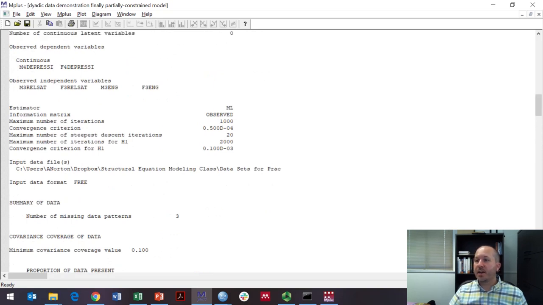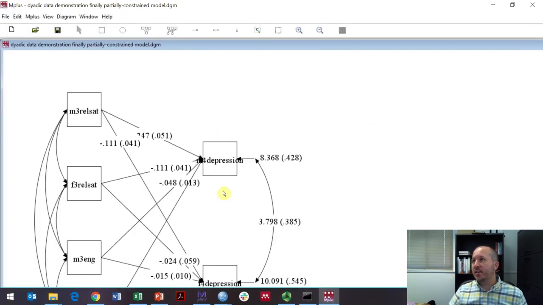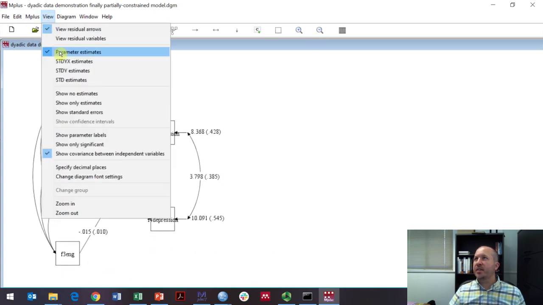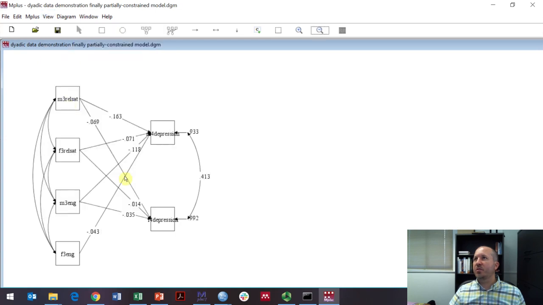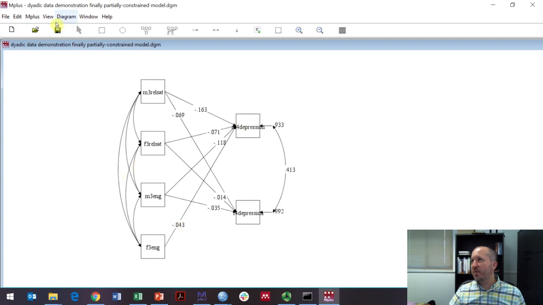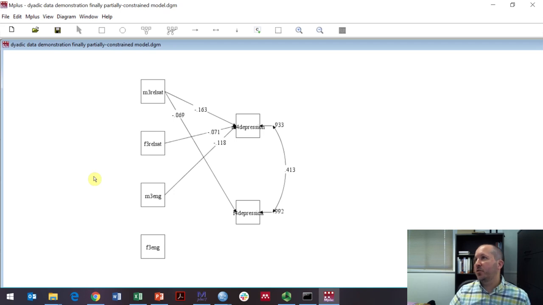I can open up my diagrammer if I want to see what this diagram actually looks like. So I can go here and click on View Diagrammer. That'll open up the diagrammer, and I can see my 4 variables. Let me pull that back a little bit so it's all on the same screen. And I can show my standardized coefficients, show only the estimates so I get rid of those standard errors. And so you can see here's my final model. And I can also say, only show the significant, and this shows you the significant paths.